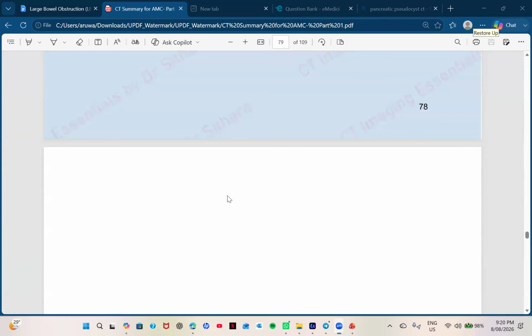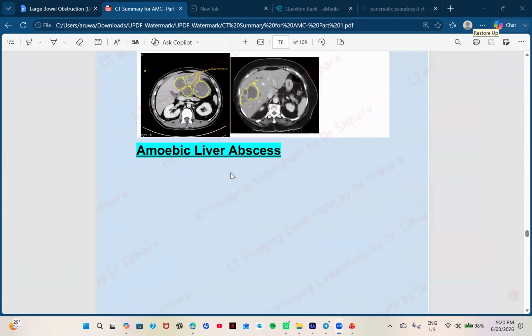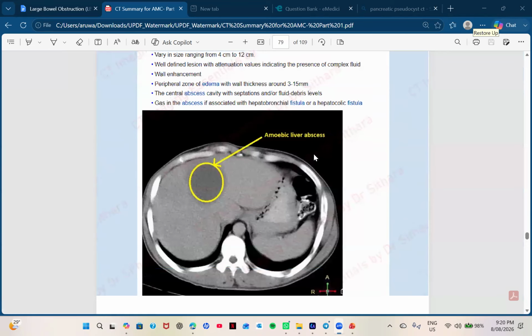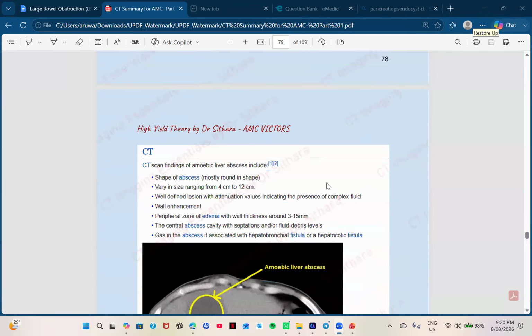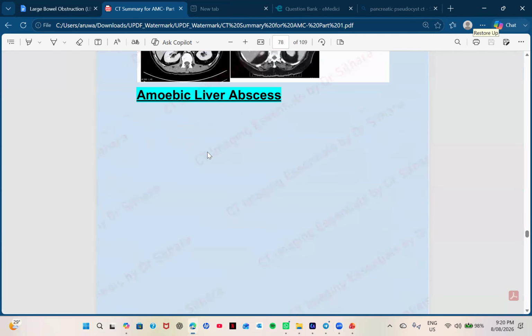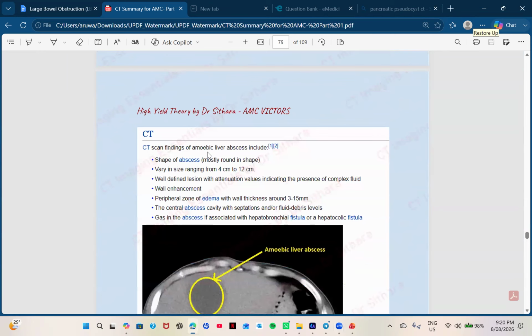Okay, I'll show. God, what happened to my PDF? It's very ugly now, because this was supposed to come here. I don't know what happened.